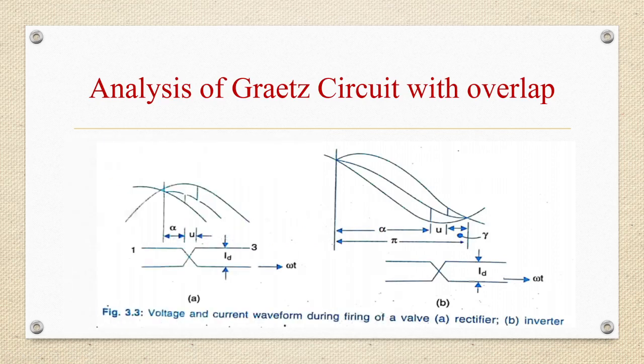This is the diagram showing voltage and current waveform during firing of a valve. First one is for rectifier, second one is for inverter. So waveforms of direct voltage and valve current during commutation for rectifier and inverter are shown here. It is to be noticed that during commutation, instantaneous DC voltage is minus 3 by 2 EC, or (EA plus EB) by 2 minus EC, instead of EB minus EC.